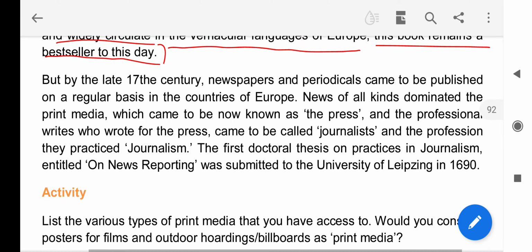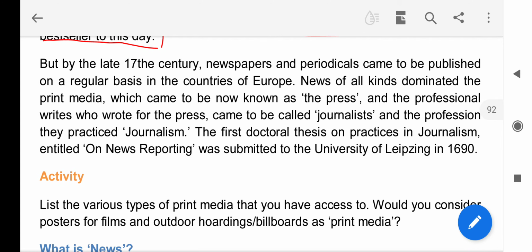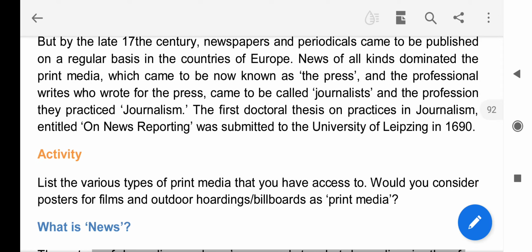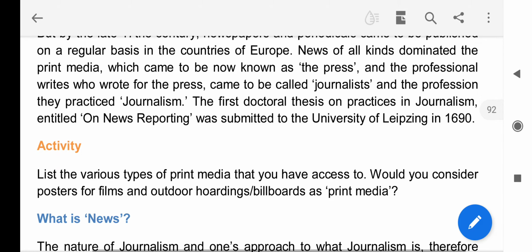News of all kinds dominated the print media, which came to be known as the press, and the professional writers who wrote for the press came to be called journalists. So with the setup of the printing press, the newspaper came into existence, and the print media came to be known as the press.